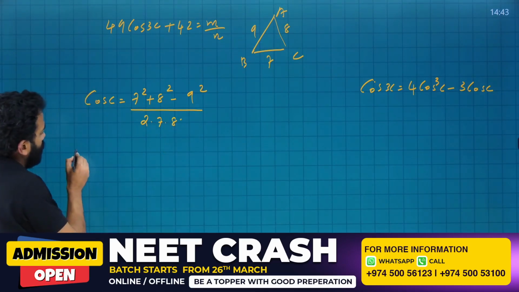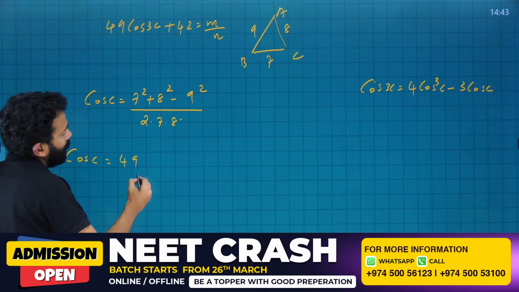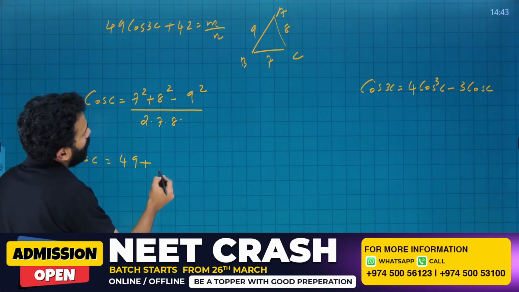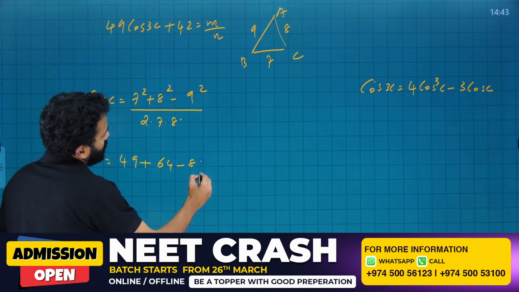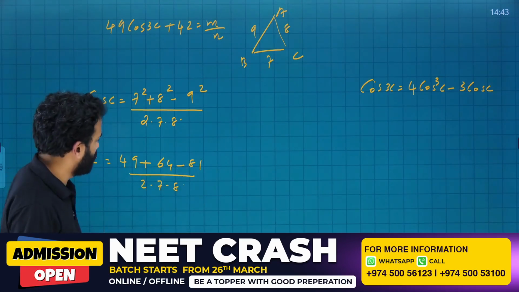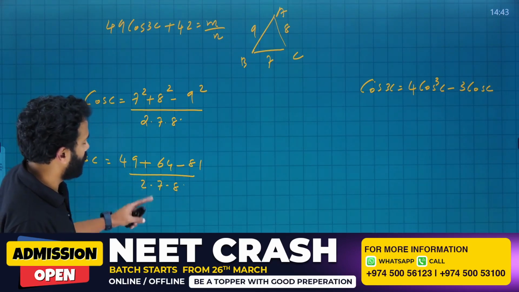Okay. So, cos C will be 7 square is 49. Okay. What is 8 square minus 9 square? So, 49 plus 64 minus 81 divided by 2 into 7 into 8. So, what is 64 minus 81? That will be minus 17. And what is 49 minus 17?